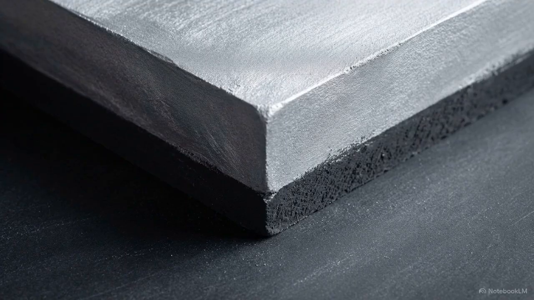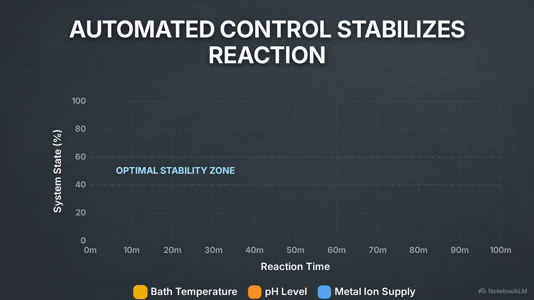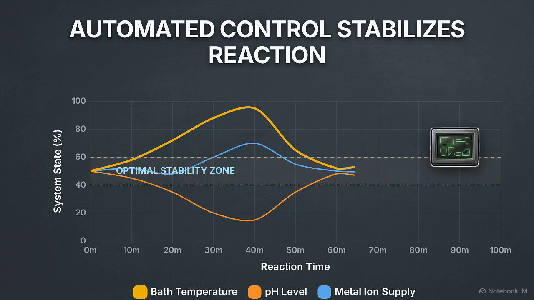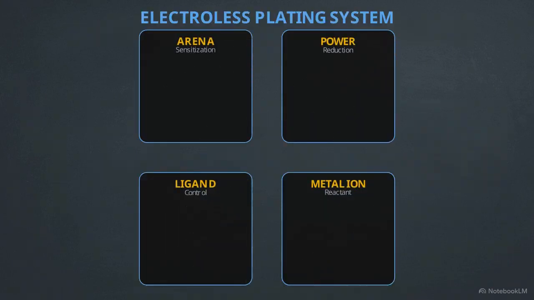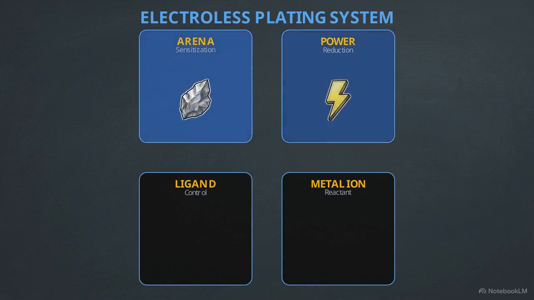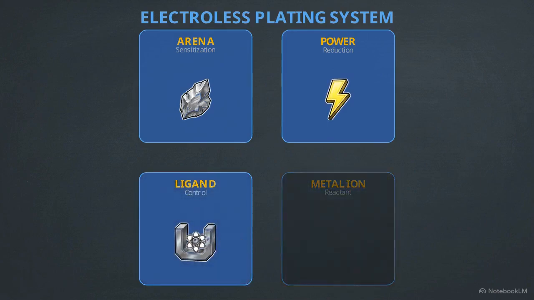This relentless automated stabilization prevents the chemical parameters from drifting, enabling the continuous growth of thick, functional coatings that exceed 200 micrometers. Achieving scale in electroless plating relies on how precisely an automated system can sustain this controlled thermodynamic instability over time. Every phase of the process serves a rigid function. Surface sensitization constructs the initial arena. Reducing agents supply the electron power, and ligands enforce the chemical rules.